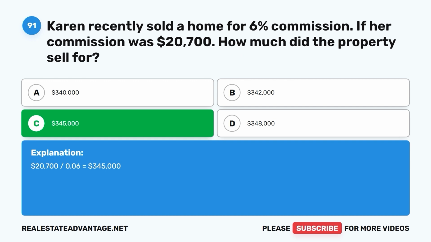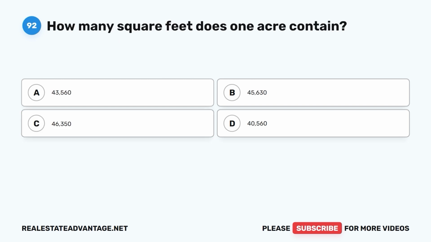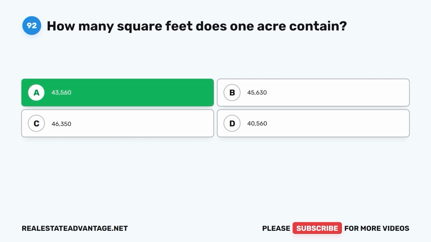$20,700 divided by 0.06 equals $345,000. Question 92. How many square feet does 1 acre contain? A. 43,560. B. 45,630. C. 46,350. D. 40,560. The correct answer is A.